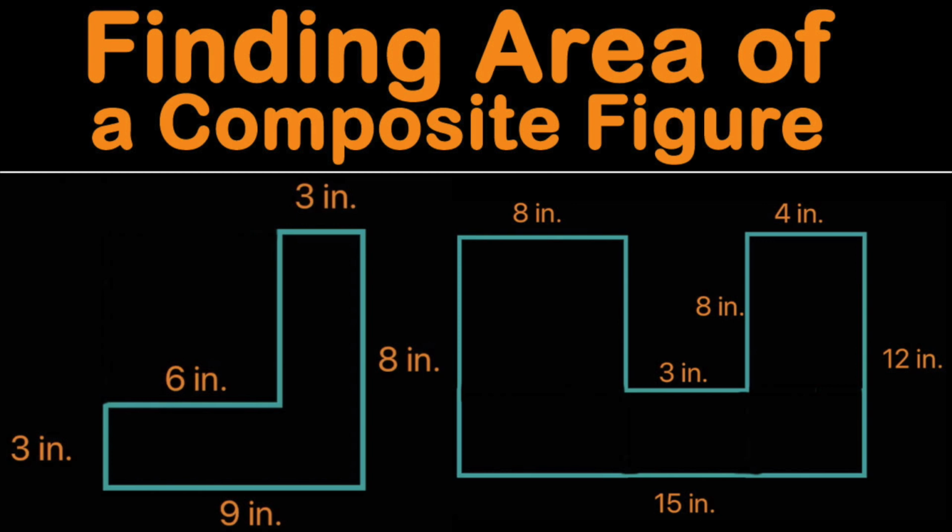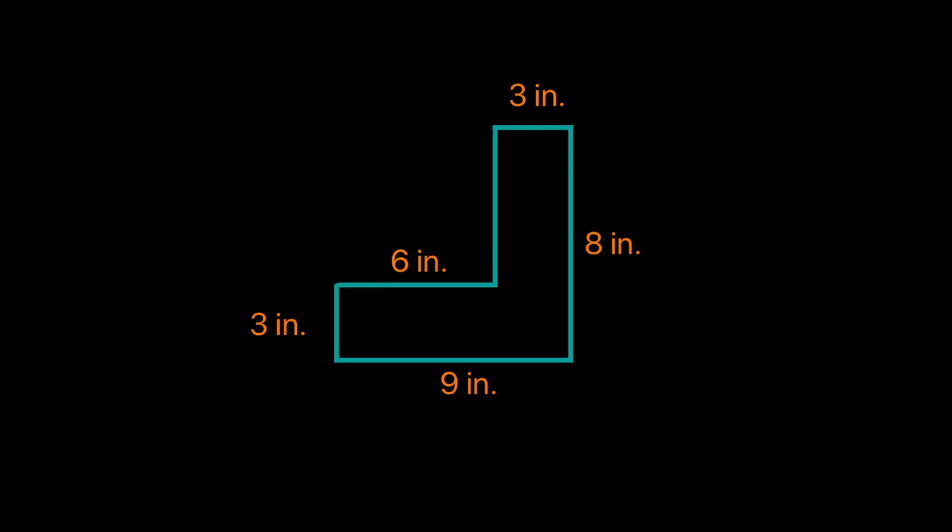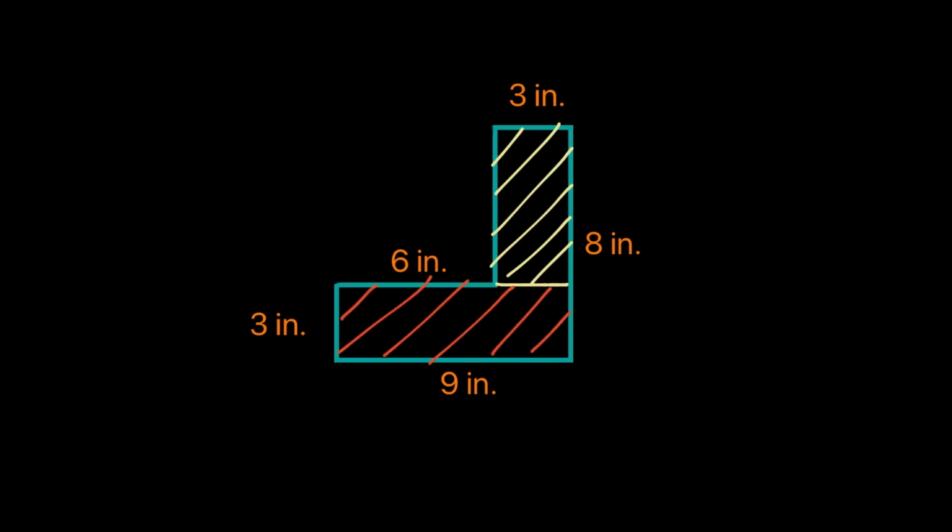In this video, I'll be showing you how to find area of a composite figure. The key is to separate simpler shapes in order to calculate the area and then adding them together. In this example, we can cut this figure this way and find the region in yellow and find the region in orange. And then we could add them together.